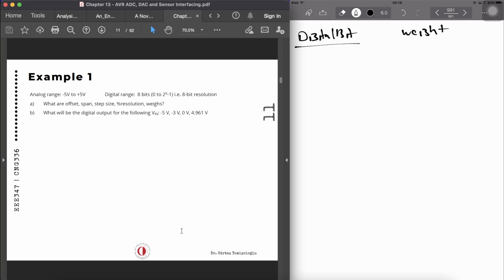So starting from the 8-bit over here, starting from 0, the weight of that is 10 volts divided by 2 to the power 8, which is going to be 0.039 volts. So the LSB is defined by it, again, as you can see.